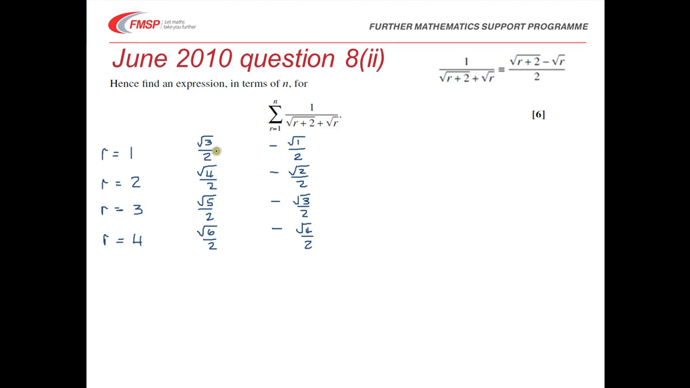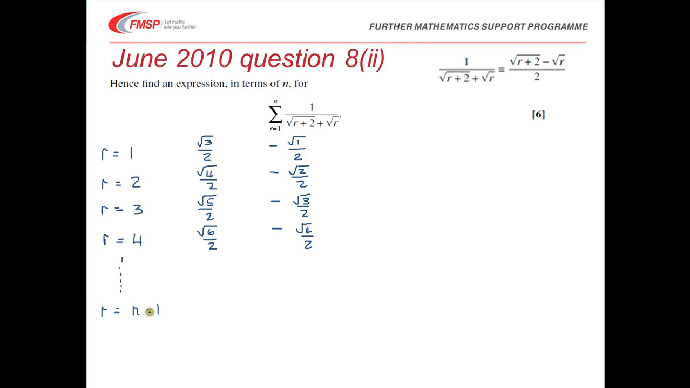So we can see that there's a root 3 over 2 there, and a minus root 3 over 2 there, root 4 over 2 and a minus root 4 over 2. So this is the sort of thing that we should be looking for when we're using the method of differences. But I am going to just skip on and have a little look at what happens towards the end of the series. So let's just take the last two terms.